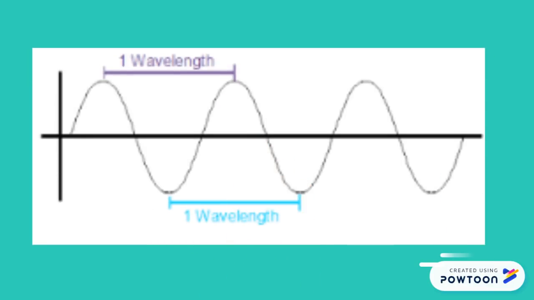You can also describe a wave by its wavelength. One wavelength can be measured as the distance from crest to crest or from trough to trough.